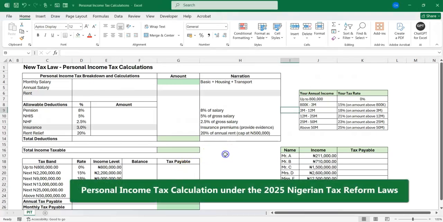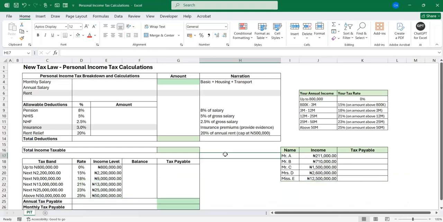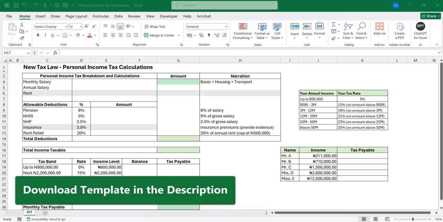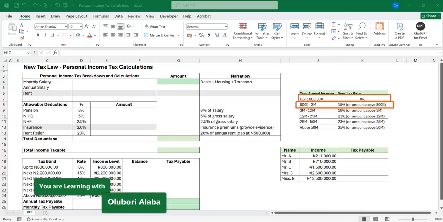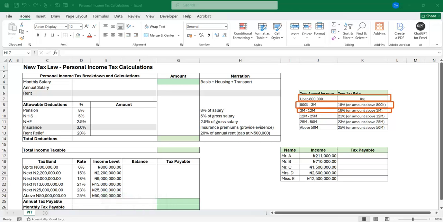If you take a look at my screen now, under the new tax law, we have about 6 categories of people. The first one are people that earn up to 800,000. They are going to pay nothing on their income. Then we have from 800,000 to 3 million, then from 3 million to 12 million, then from 12 million. So we have these categories of earners under the new tax law and how much they are going to pay as tax. This is the table that we are going to make use of.